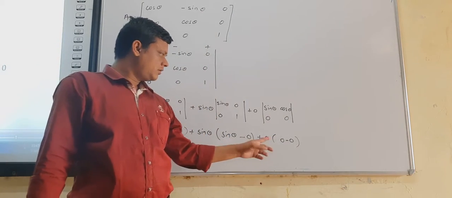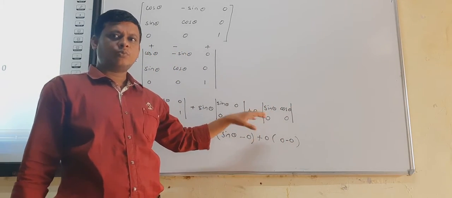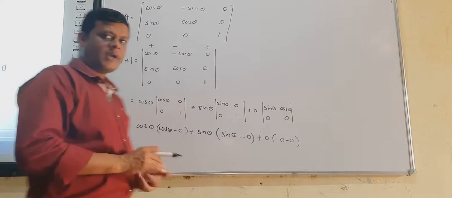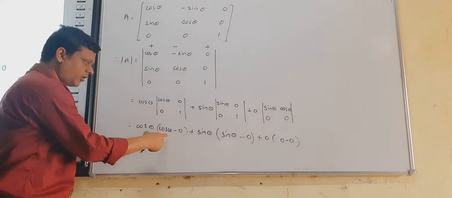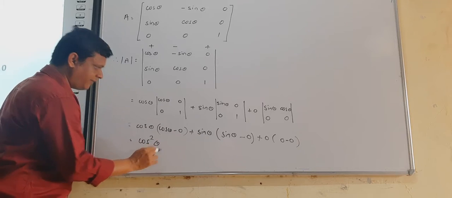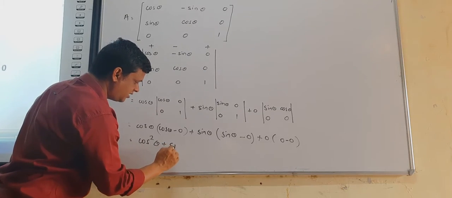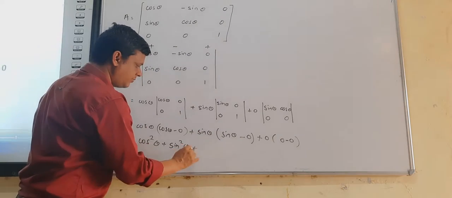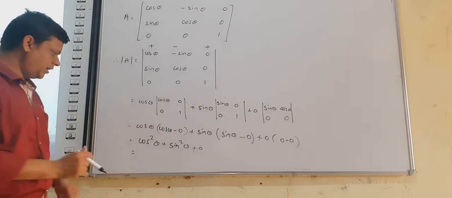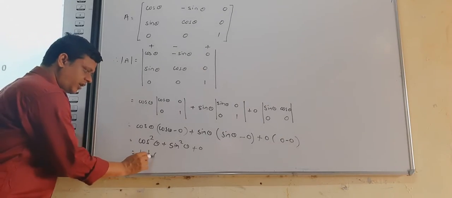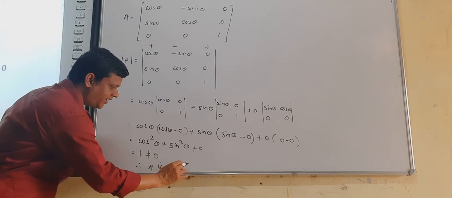Here there is no need to solve this determinant because its coefficient is 0, but for your understanding we write these values. Cos theta into cos theta, because cos theta minus 0 is cos theta, into cos theta is cos square theta, plus sin theta minus 0 is sin theta into sin theta is sin square theta. This last term is 0. Now this is the identity: cos square theta plus sin square theta is 1, which is not equal to 0. Therefore, A is a non-singular matrix.